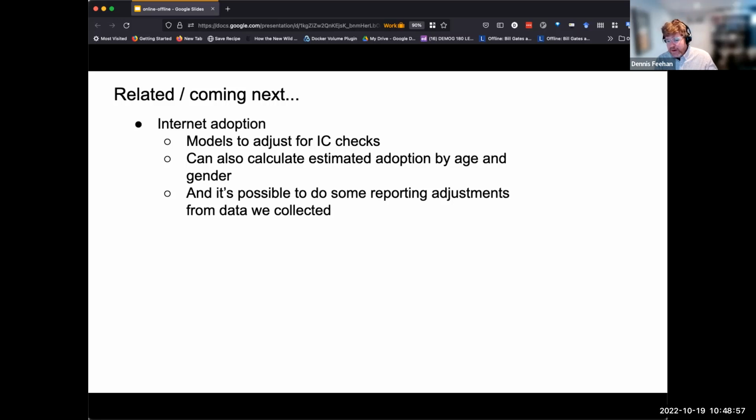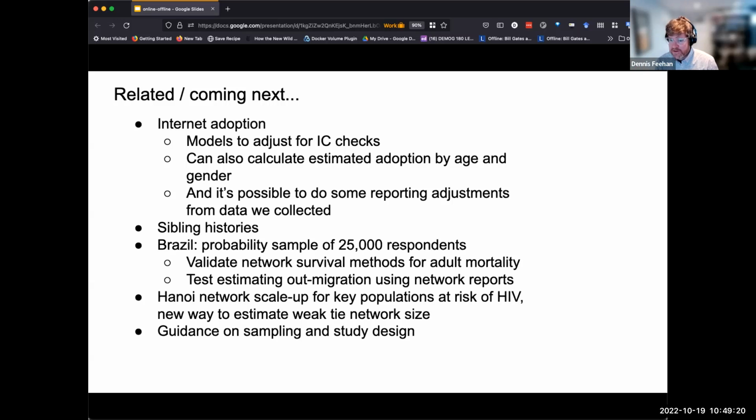I didn't talk about this, but we also collected some data that allow us to get at reporting adjustments. For example, we asked respondents some questions about how aware they think their network members are that they use the internet. We did adjustments based on those responses, but it didn't make a very big difference to the estimates, and so that's why I didn't discuss it. But there's some information about that in the appendix of the paper if you're curious.